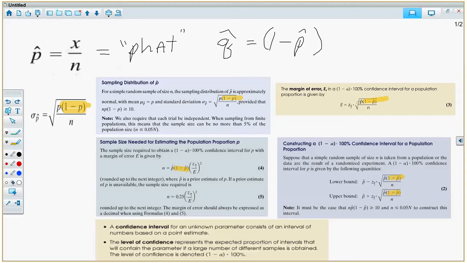So what is the margin of error? Here it is. Margin of error is equal to z of alpha over 2, times the square root of PQ over N. And that's the way you're going to hear me say it. PQ over N.